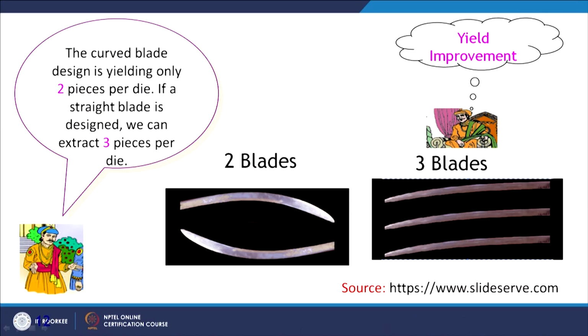And this is a very good case study in which we have seen that if we modify the product design, here this is a design modification as well as a manufacturing modification. So it is a combination of design modification and manufacturing modification in which we are able to get more yield. So the idea here is yield improvement.